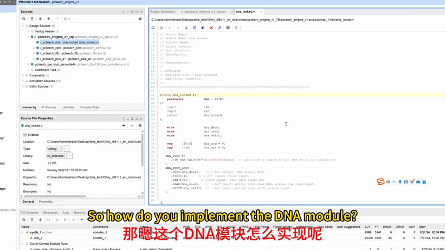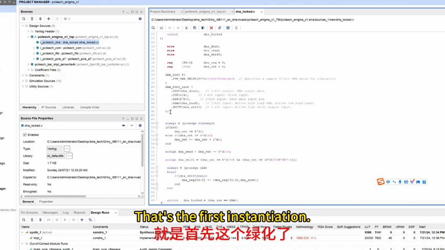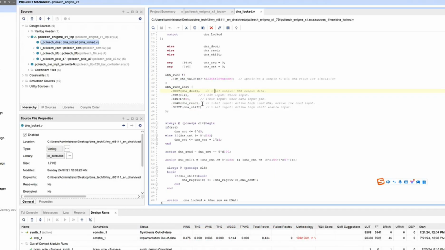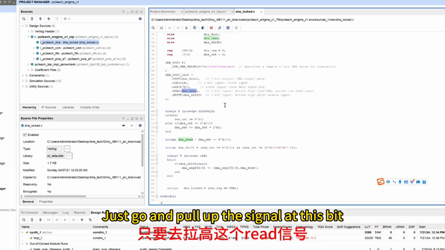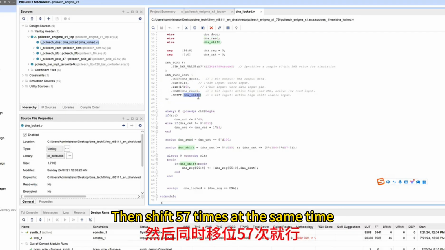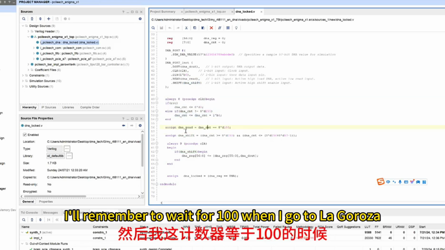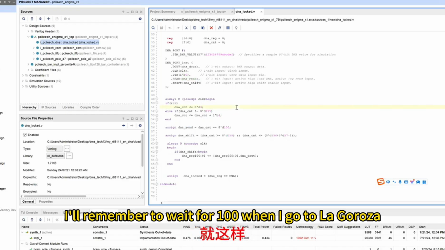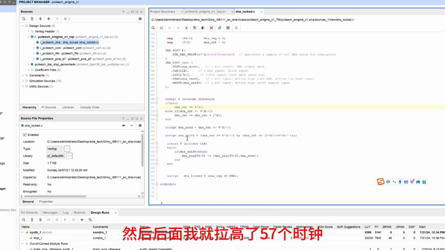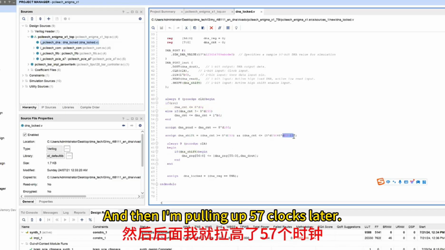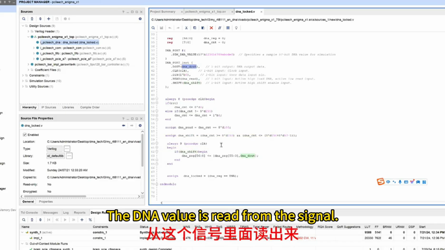So how do you implement the DNA module? It is very simple. First, instantiate the primitive we were talking about. Then we generate logic that pulls up the read signal and shifts 57 times. Behind this logic I generated a counter. I wait a few clocks, let it load the DNA into the shift register, then pull up 57 clocks and read the DNA value out from the signal.